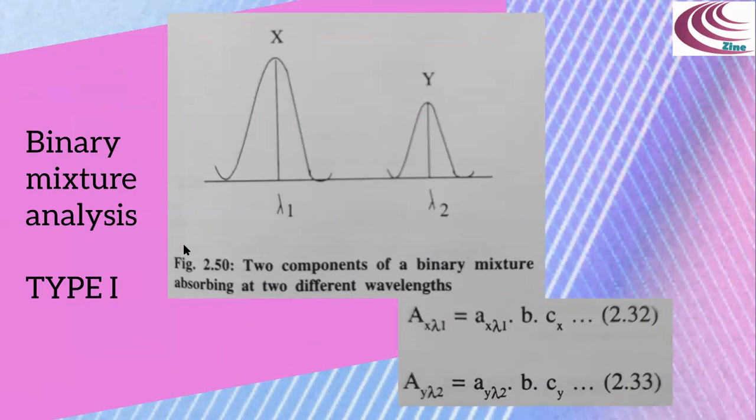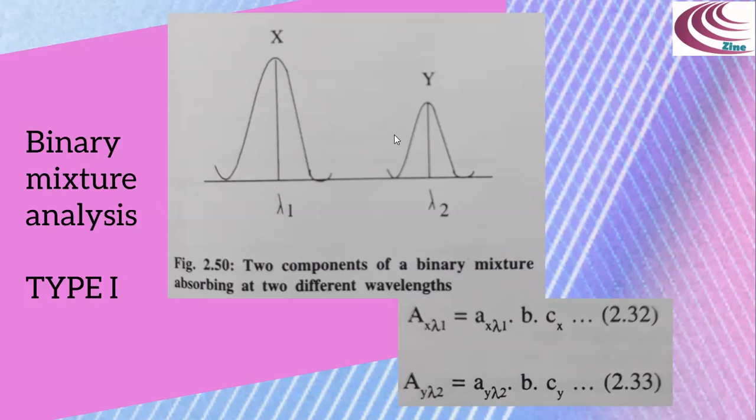An analysis of different types of binary mixtures, we will consider based on three different case studies. So let us focus here on the slide, that is binary mixture analysis type 1. In a binary system, it can so happen that two components absorb radiation at totally different wavelengths in the spectra, where there is no interference at all from each other in the absorption measurements.